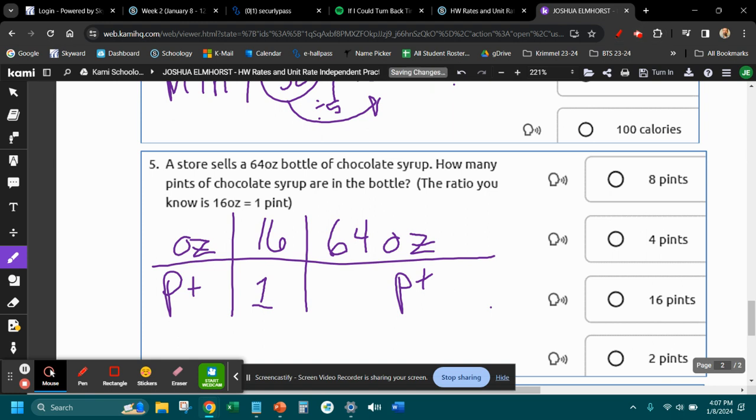So we set up our comparison. 16 times some number equals 64. So 16 and 16 is 32. 32 and 32 is 64. So we use that factor to help us solve. 16 times 4 and 1 times 4.